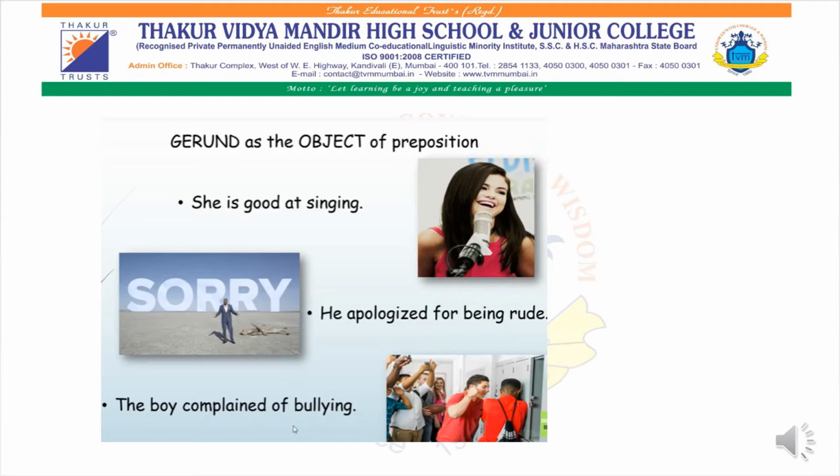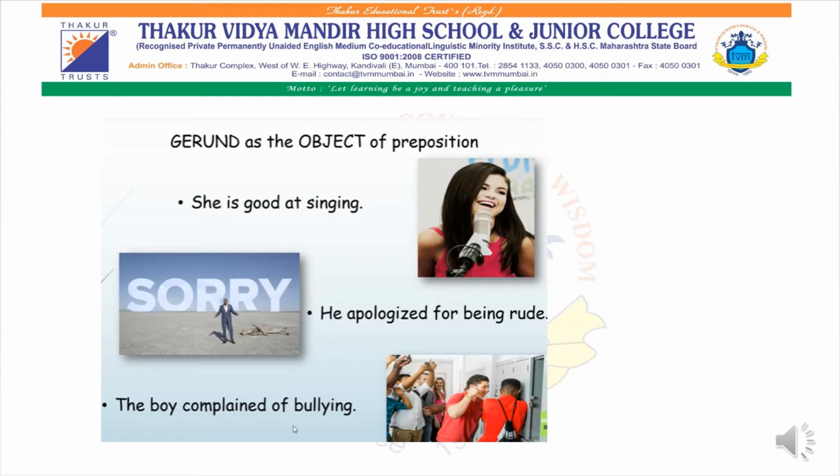Now let's move to three examples. The first one: she is good at singing. Over here, the gerund is singing, and at is the preposition whose object is the gerund. So in this sentence, singing is a gerund and the preposition is at. In the second sentence, he apologized for being rude.